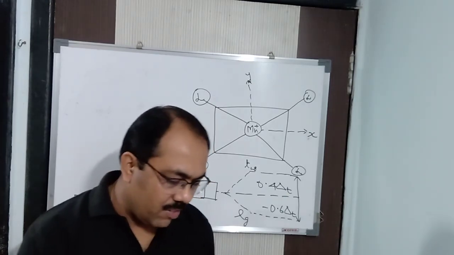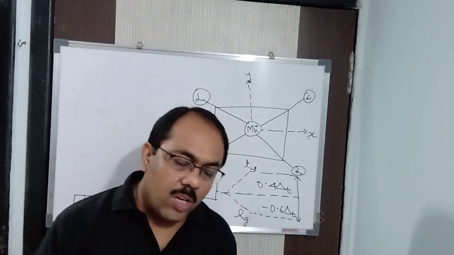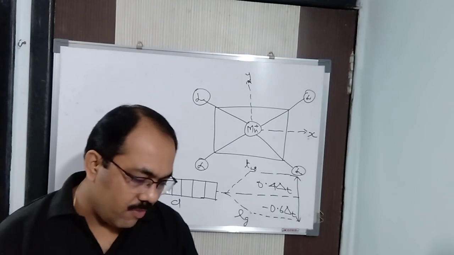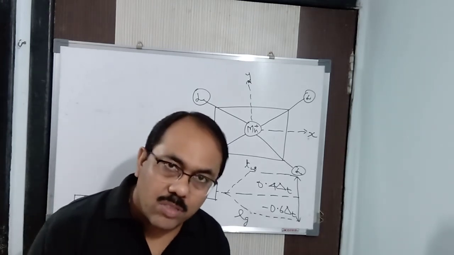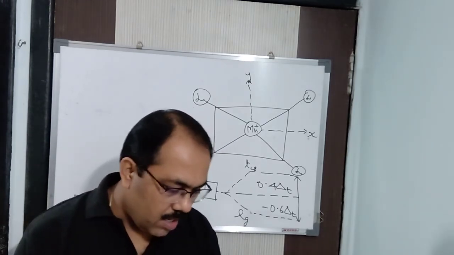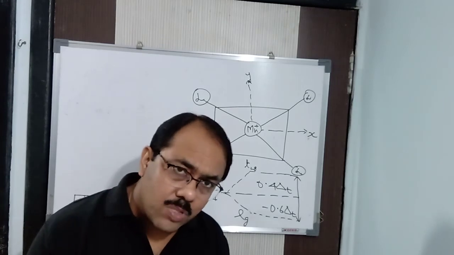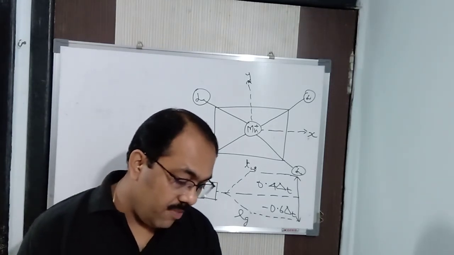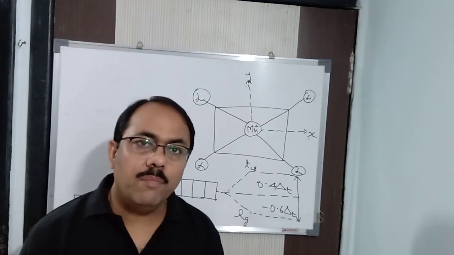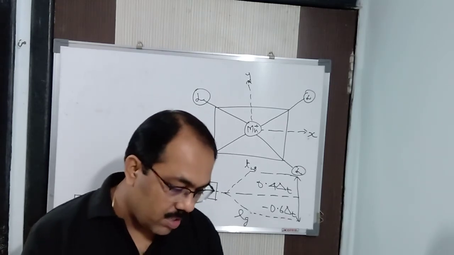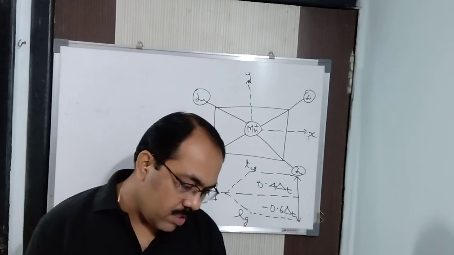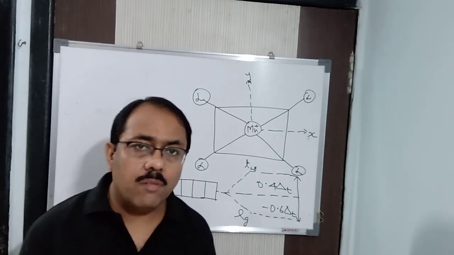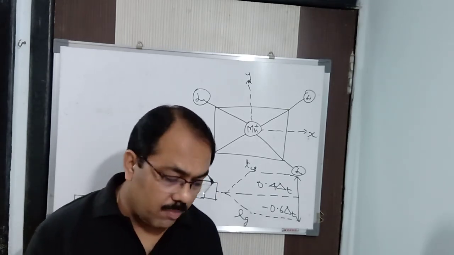As I gave you the example, suppose yellow color is absorbed, then violet is being given out. Violet is a complementary color. Suppose blue-green is absorbed, then red is being given out. If ultraviolet is absorbed, then pale yellow color is being given out. Got it? And if red is absorbed, then blue color is being given out. Blue is a complementary color.